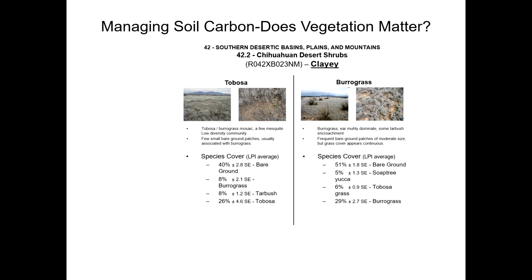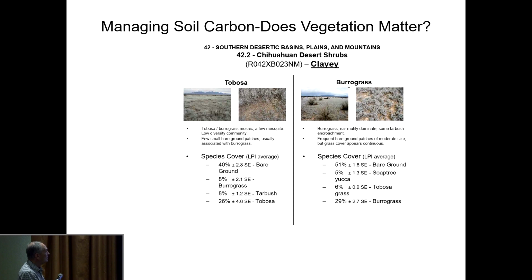We compared on the same soil, and we measured prior to the beginning of the experiment. We looked at a tobosa grass dominated site. This is a clay site, high in clay, low in the landscape, that gets a lot of water run-on, versus the burrow grass site. Typically burrow grass sites are sites that have been overgrazed long term. And what we see comparing tobosa to burrow grass is the species cover, less bare ground, an increase in tobosa grass, and over here a higher proportion of burrow grass.